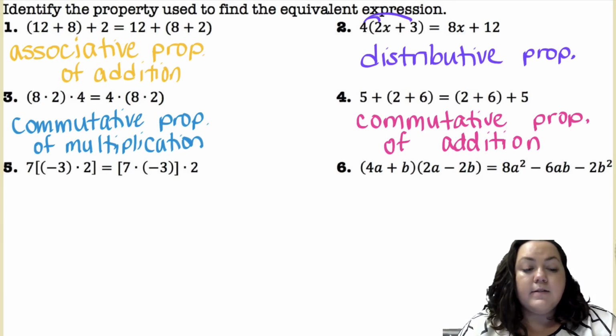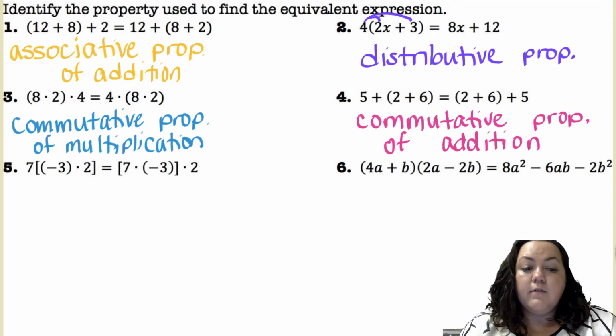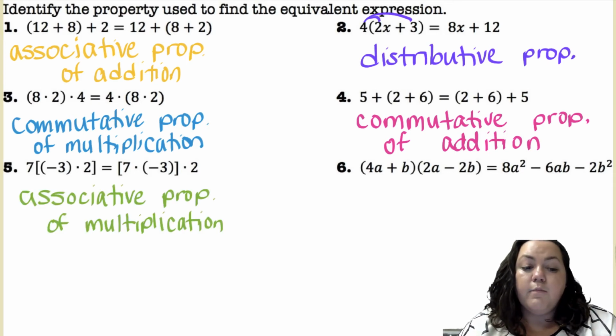All right, the next one, I have 7 times, and then I have a bracket, negative 3 times 2, plus, in brackets, 7 times negative 3 times 2. So the order of the numbers, 7, negative 3, 2, 7, negative 3, 2, didn't change, but the grouping symbols did change. So that would be the associative property of multiplication. And number 6, I have 4a plus b times 2a minus 2b. And it looks totally different on the right than the left. So on this one, I use the distributive property.